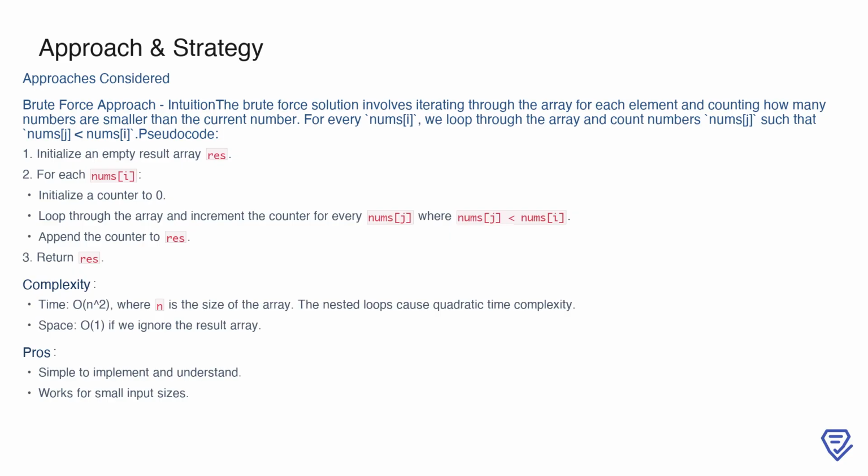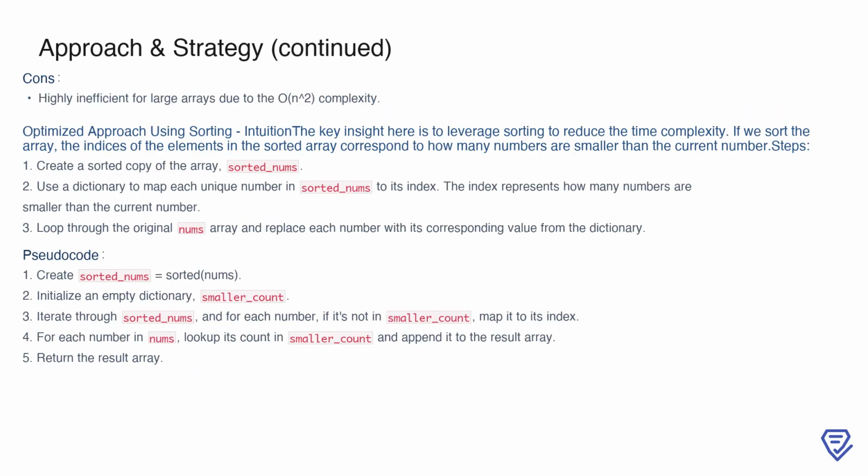While this approach is simple and easy to understand, its time complexity is n squared, due to the nested loops, which makes it inefficient for large input sizes. On the bright side, it requires very little additional space, making it space efficient if we ignore the result array. However, its inefficiency limits its practicality, especially as the size of the input grows. The brute force approach, while simple, has a significant drawback. Its quadratic time complexity makes it highly inefficient for larger arrays.